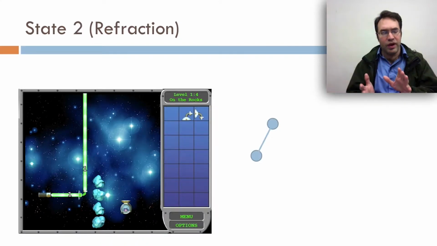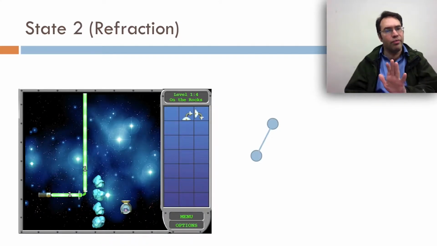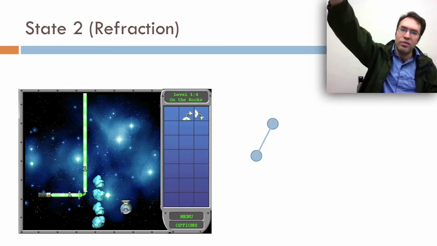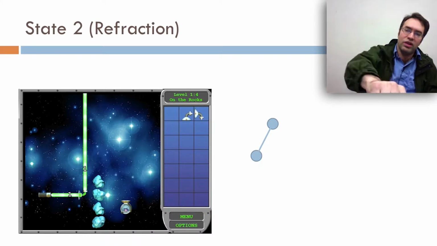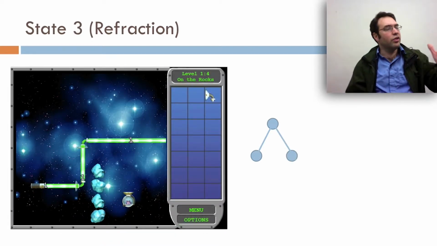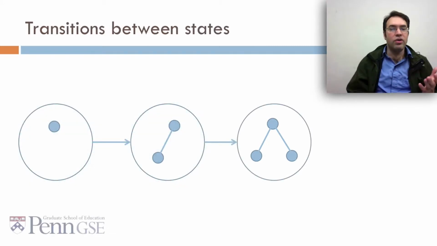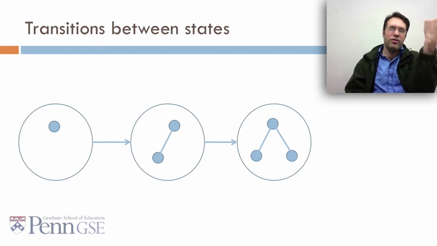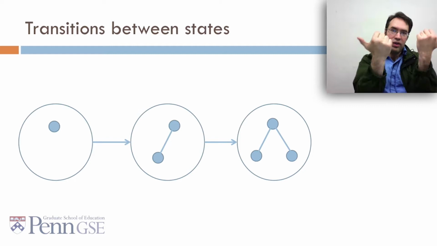The second state you might see is if the player places a left bender. Now the beam bends to the left, and you can see we have a link down from the initial state to state 2. Then we do a bender to the right, and now we have a third state. And you can think about the transitions between the states: from a single state, nothing there, to now we've added the left turn, to now we've added the left turn and the right turn.